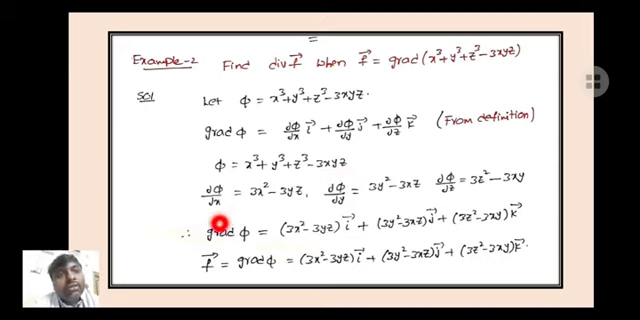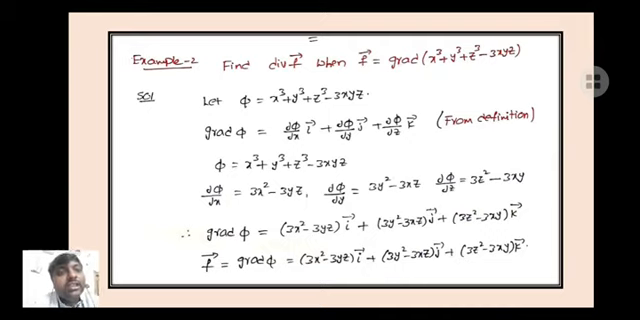Therefore dou phi by dou x, that means the partial derivative of phi with respect to x, is 3x square minus 3yz. Partial derivative of phi with respect to y is 3y square minus 3xz. Partial derivative of phi with respect to z is 3z square minus 3xy. Replacing the partial derivatives in grad phi, the resultant is 3x square minus 3yz i bar plus 3y square minus 3xz j bar plus 3z square minus 3xy k bar.